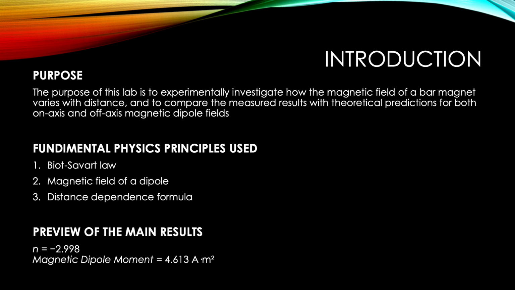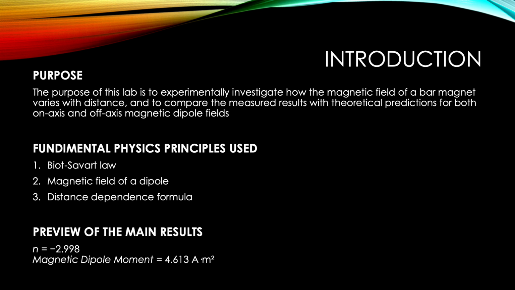Introduction. Purpose. The purpose of this lab is to experimentally investigate how the magnetic field of a bar magnet varies with distance and to compare the measured results with theoretical predictions for both on-axis and off-axis magnetic dipole fields. The fundamental physics principles used include Biot-Savart's law, which states that a small segment of electric current creates a magnetic field at a specific point in space.